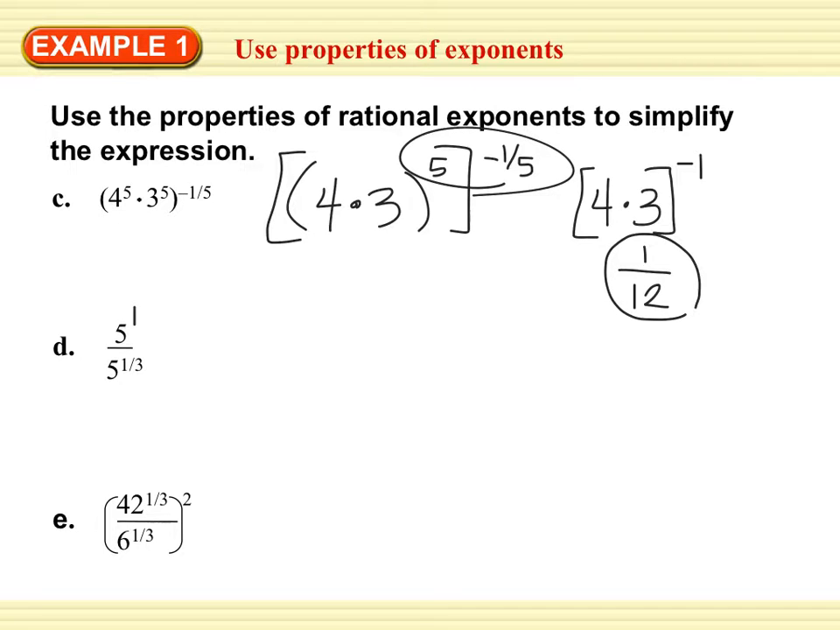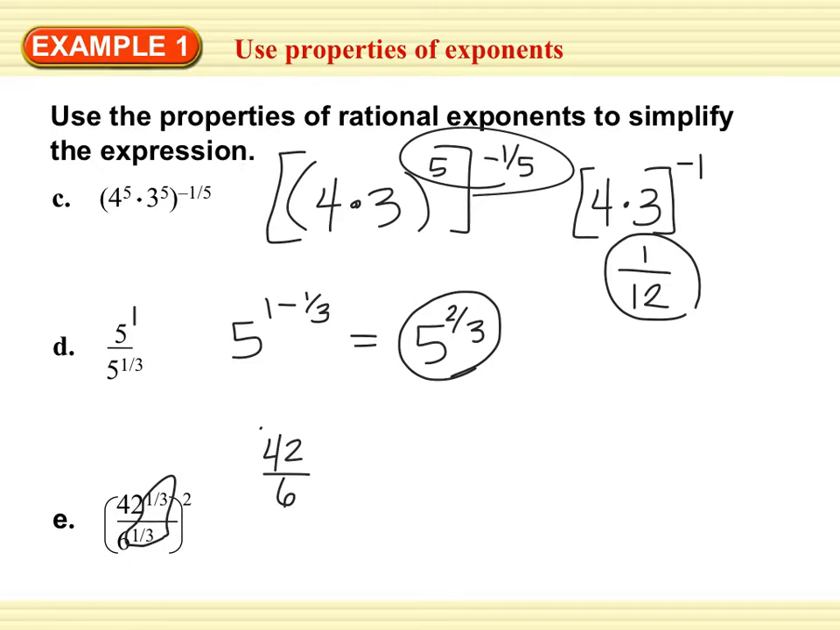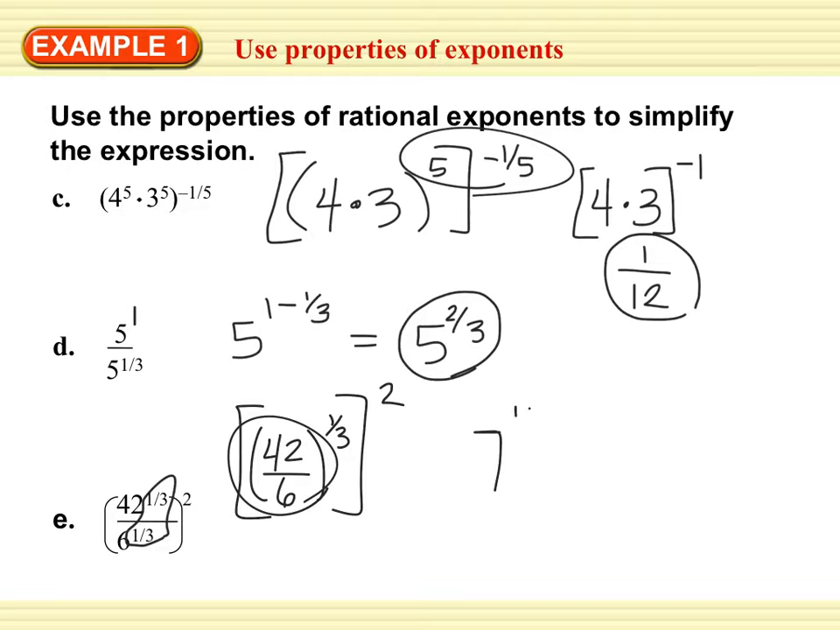Here, this is like a 5 to the 1st power. I have the same base of 5, so I actually subtract those exponents. 1 minus 1/3 is 2/3. And here I have a power to a power. These are both raised to the 3rd power, so I'm actually going to collect those first. So they're both to the 3rd, and then I raise that to the 2nd power. 42 divided by 6 right here is 7 raised to the 1/3 raised to the 2nd power is 7 to the 2/3.